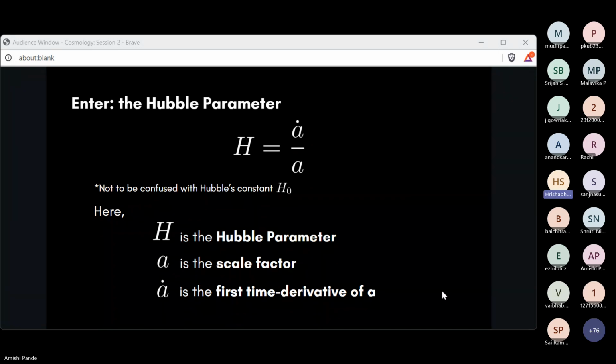So H naught is a constant, but the universe is expanding. H naught is the present value of H. H is a function of time, which actually takes into account expansion. It is a dot by a. So how do we quantify expansion? We use the Hubble parameter to quantify expansion. That's it. You can move to the next slide.